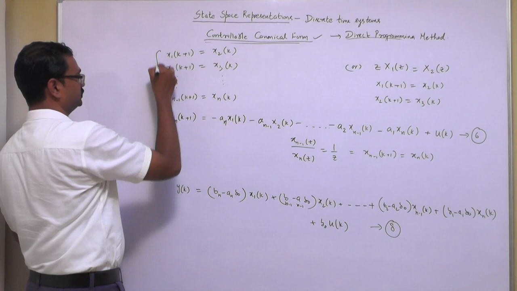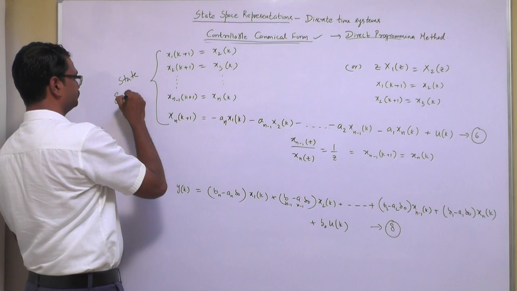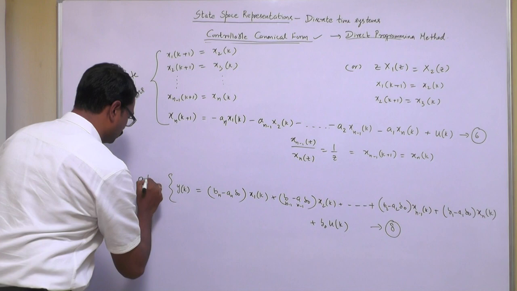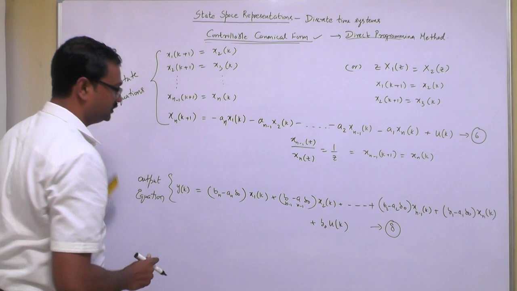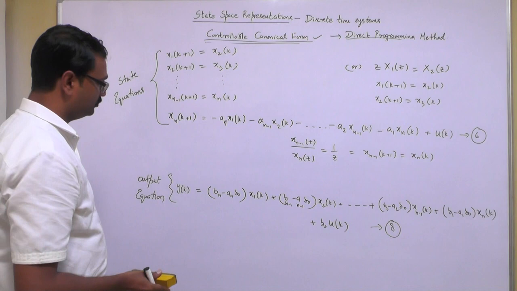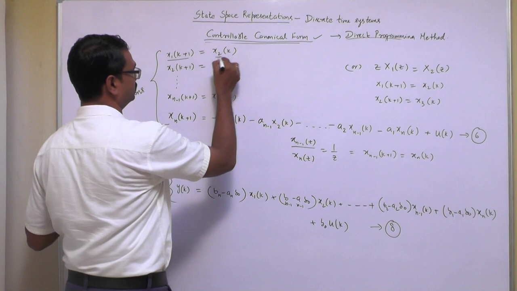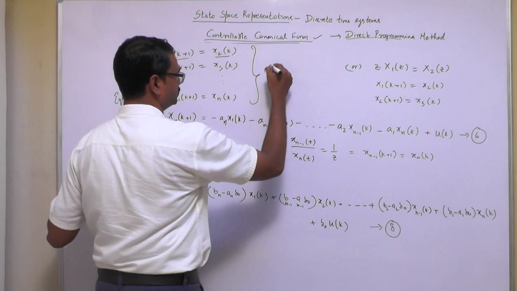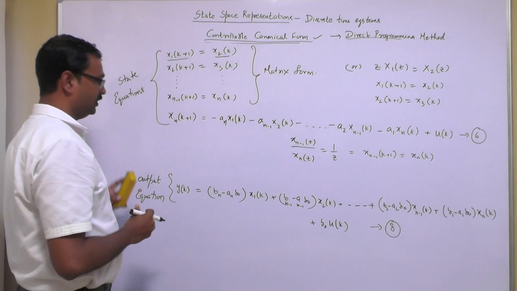So these combined, you can call it the state equations, and this the output equation. Now combined, you can call this the state model equations, and these are called the controllable canonical form, and the form can be considered in this way. You can say x1(k+1) is x2(k). If you write all these equations in matrix notation, you can have these equations in this form.